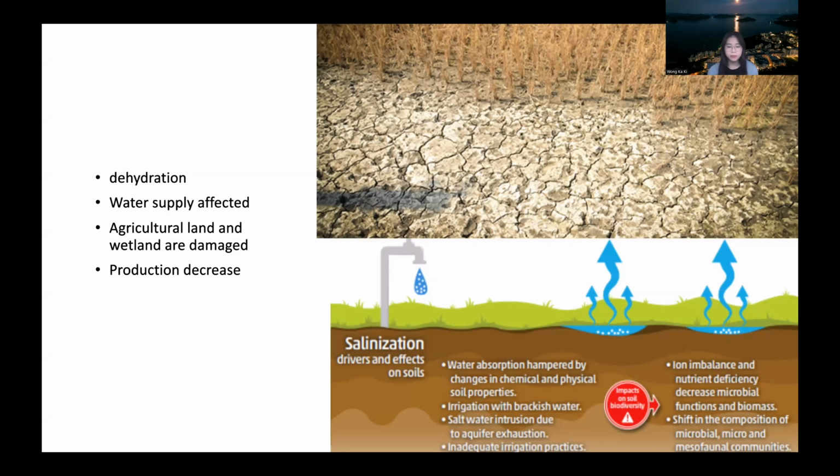And as we can see in the poster, the land will be like on the top left-hand corner and the crops will just die away and the leaves will turn white. And as we can see in this slide, soil salinization will cause dehydration. Water supply will be affected. Agricultural land and wetlands are damaged. The food production will finally decrease.